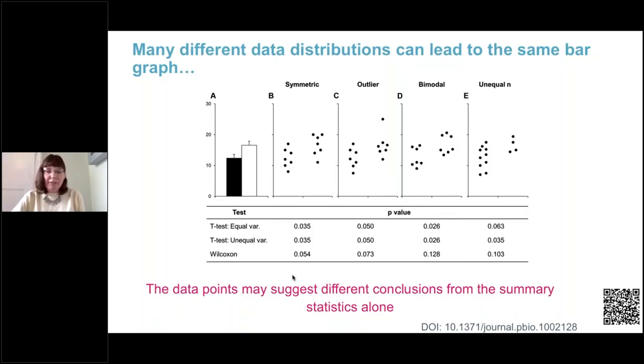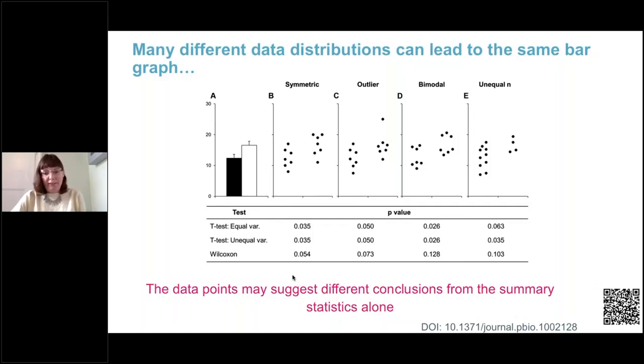But if I look at the data points themselves, when I look at panel B, I see that the distributions look reasonable. The second group appears to have slightly higher values compared to the first group. And this might be a small difference that I'm interested in exploring further. When I look at panel C, I see that there's an outlier in the second group that might be driving values in the second group higher. And maybe this is a difference that I'm less interested in exploring.